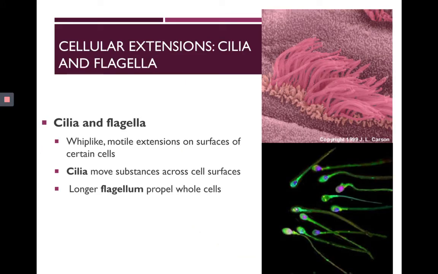Cilia are short compared to flagellum. Cilia tend to be on the cell surface. They whip back and forth, and they would move things past the cell, kind of move fluids along the cell surface, whereas the flagellum, being much longer, is able to propel whole cells, like spermatozoa or sperm.